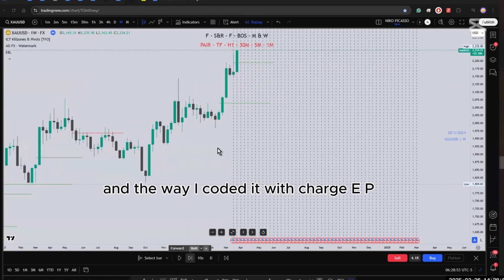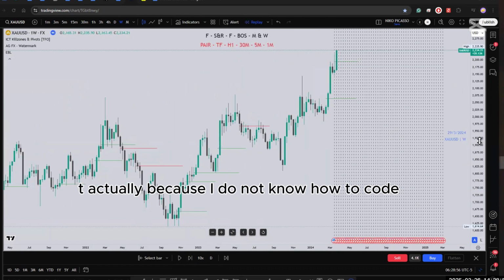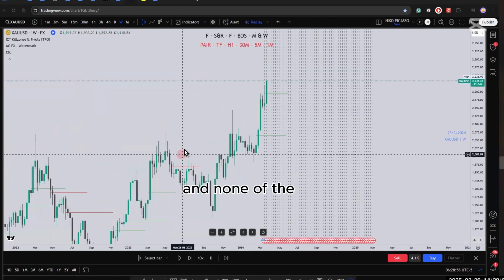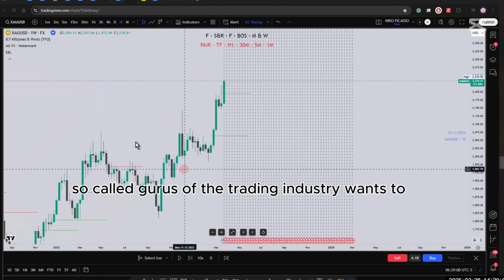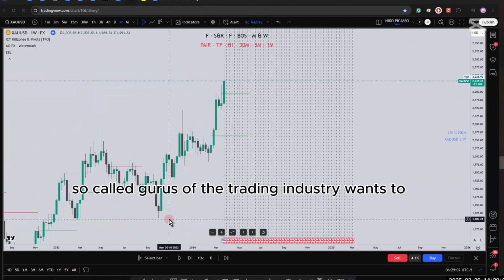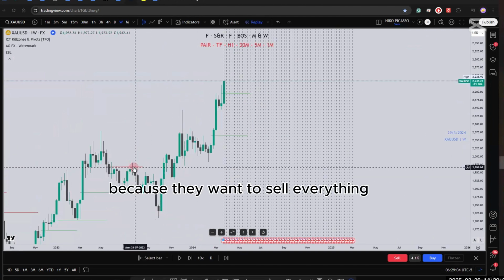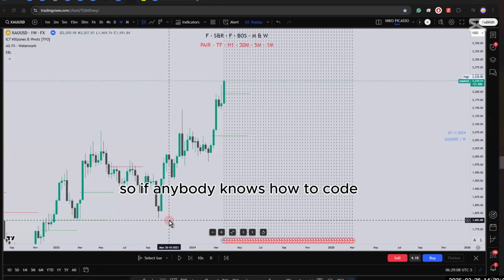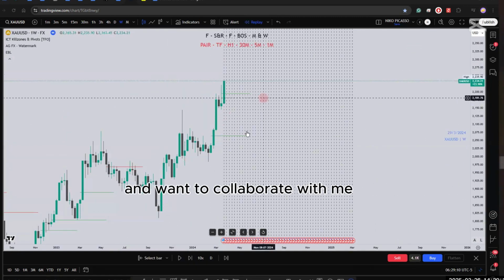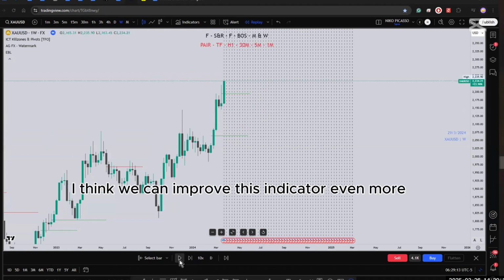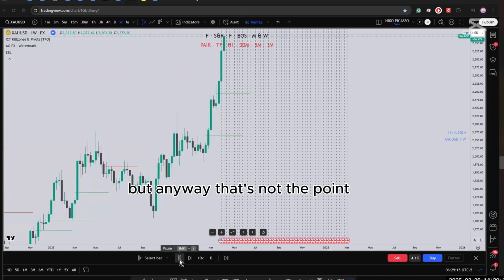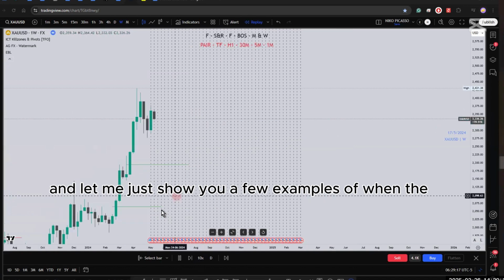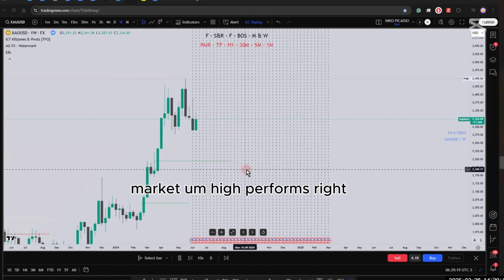And the way I coded it with ChatGPT, actually, because I do not know how to code, and none of the so-called gurus of the trading industry want to collaborate with me, because they want to sell everything and I want to do things for free. So if anybody knows how to code and wants to collaborate with me, I think we can improve this indicator even more. But anyway, that's not the point. Let me just show you a few examples of how it performs.